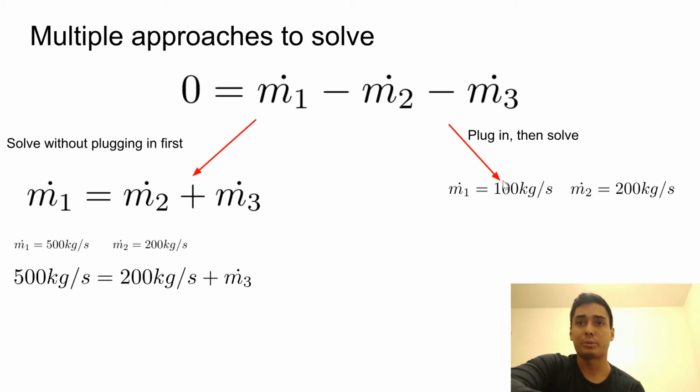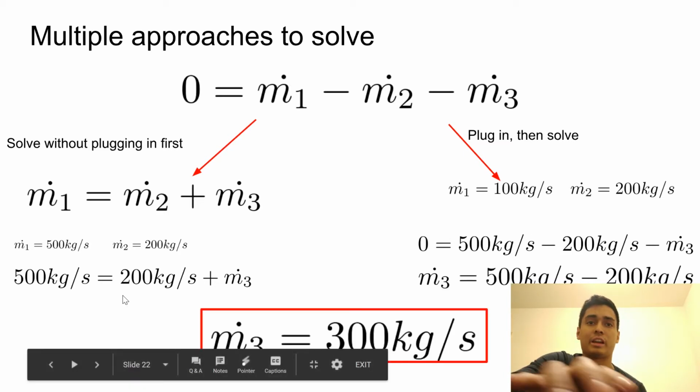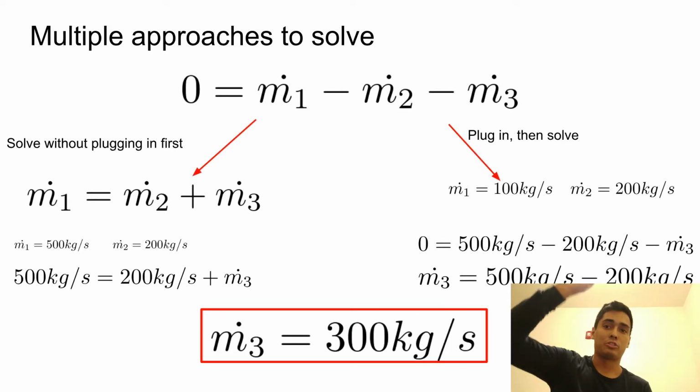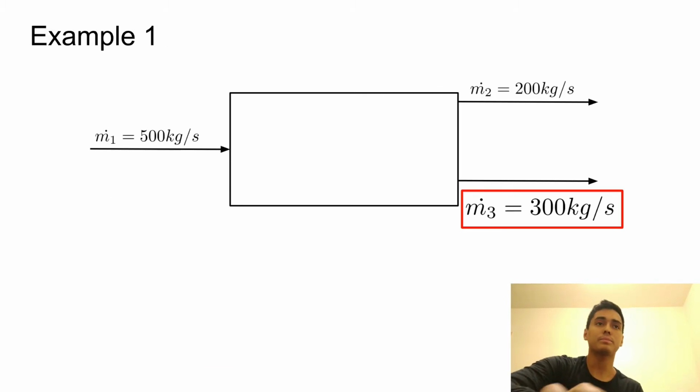Or you can plug it in first directly, knowing that m dot 1 is 500 and m dot 2 is 200. You can plug it in directly and get that m dot 3 is 500 minus 200, same as here, and the answer is the same for both, 300 kilograms per second. Which makes sense, right? Because whenever you have something in, that's the mass balance. You have 500 on the left, 200 on top, and 300 on the bottom. Has to be equal, conservation of mass. That's why it's called the mass balance.